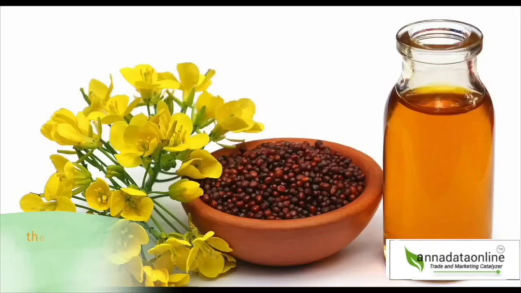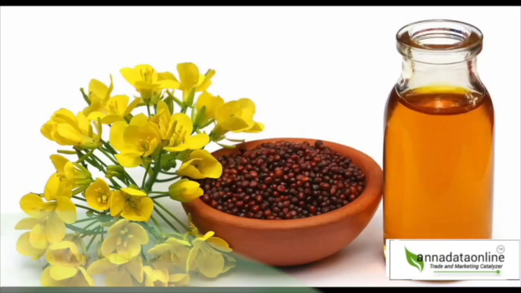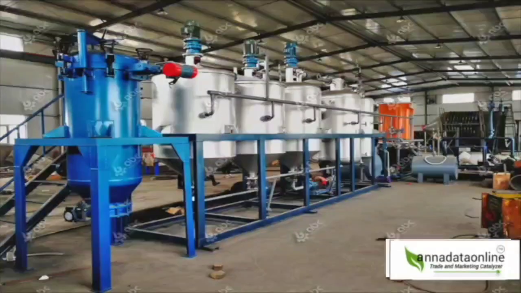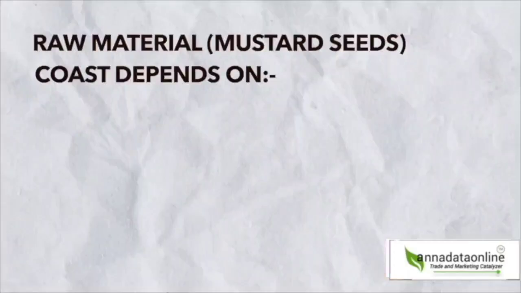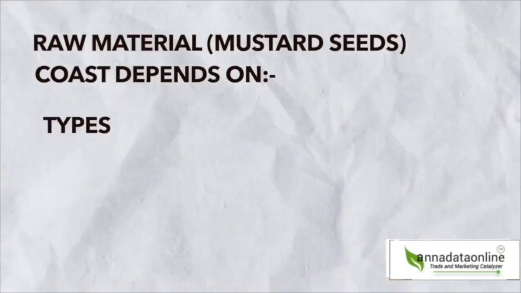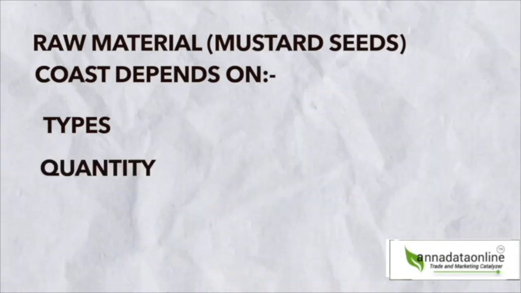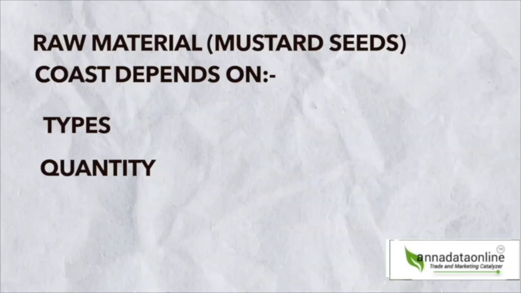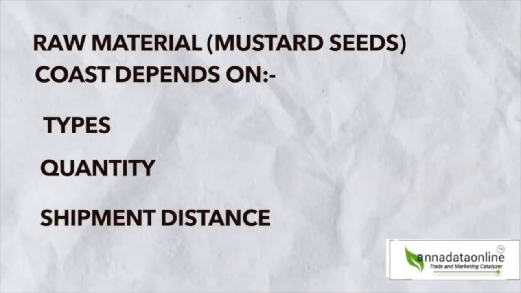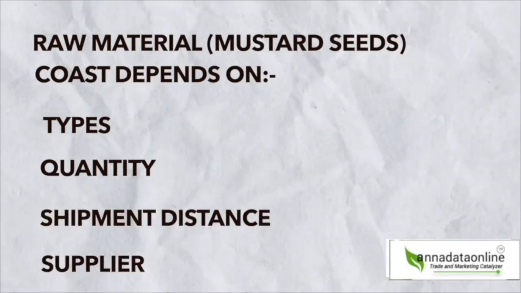Then comes raw material cost. When you build a mustard oil processing plant, the main raw material will be mustard seeds. Its cost will depend on various factors, such as: A. What type of mustard seeds are you buying? B. How many mustard seeds do you buy every month? C. Where do you need to ship it? D. Who is your supplier?